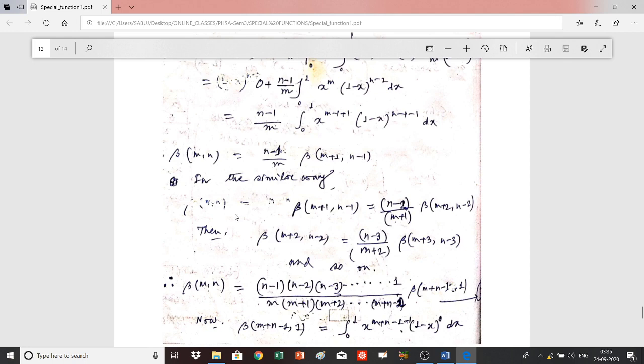The second term, that means in this way you can write beta m plus 1, n minus 1, this multiplication term will be this term. Actually we are calculating this term, so according to this relation, here n is decreased by 1, so in this case n will be decreased further by 1, that will give you n minus 2, and m will be increased by 1, so that will give you m plus 1.